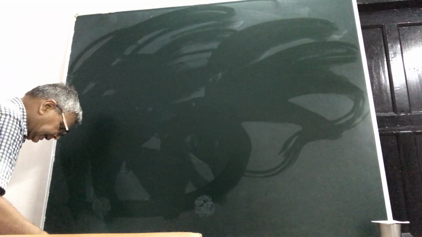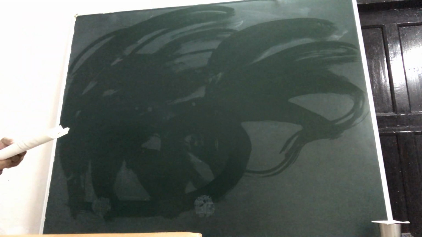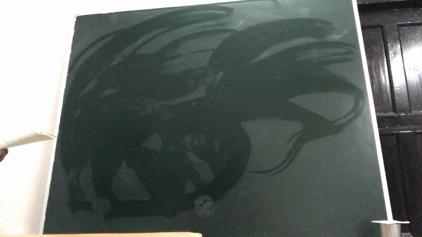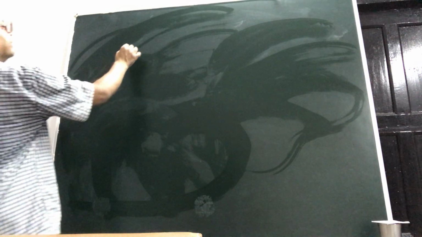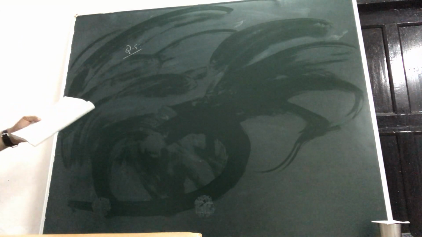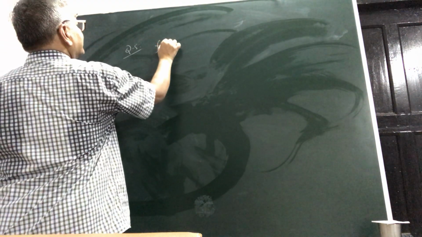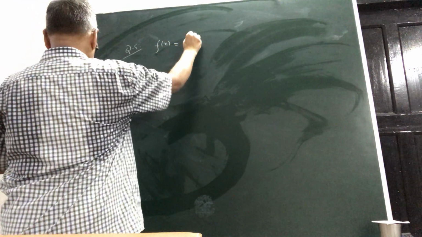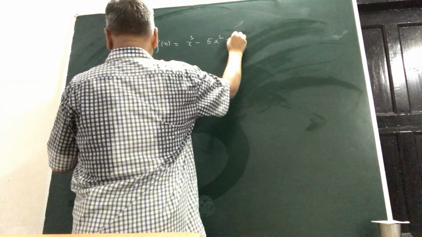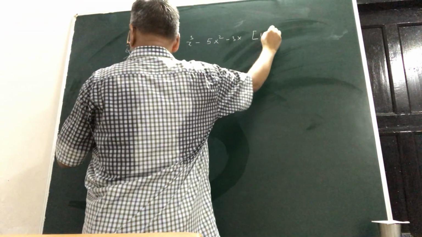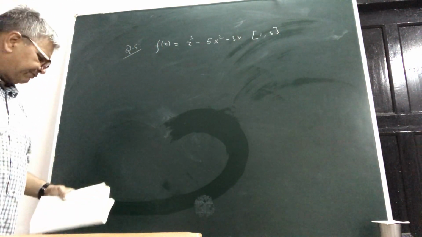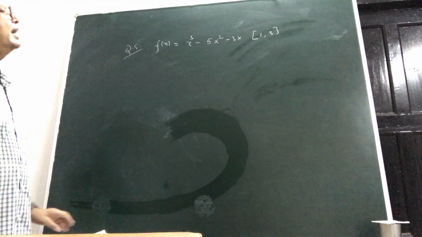Question number 5. Yes, it is the last but one. Verify the mean value theorem. Again, very simple, hardly anything to do. f(x) is equal to x cube minus 5x square minus 3x in the interval 1 to 3. Find all points in the open interval 1 to 3 for which f dash c is equal to 0.